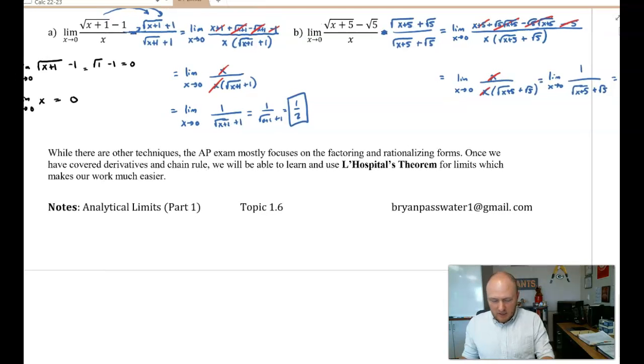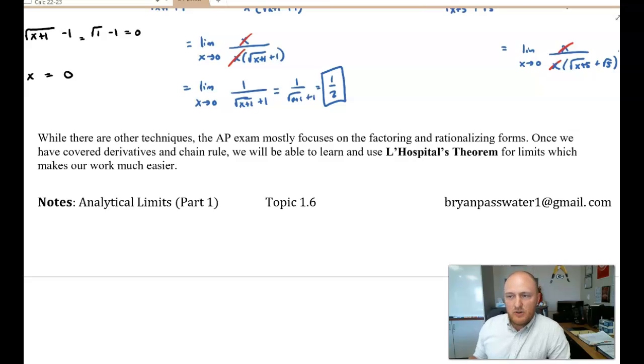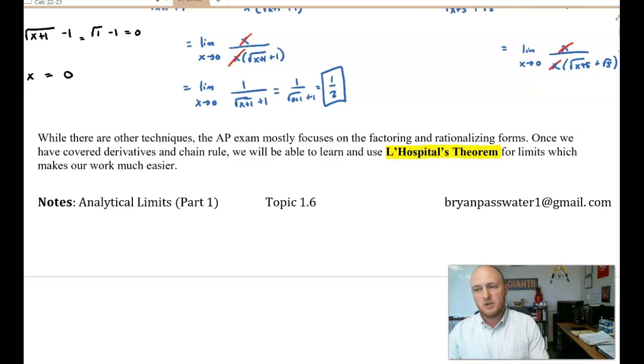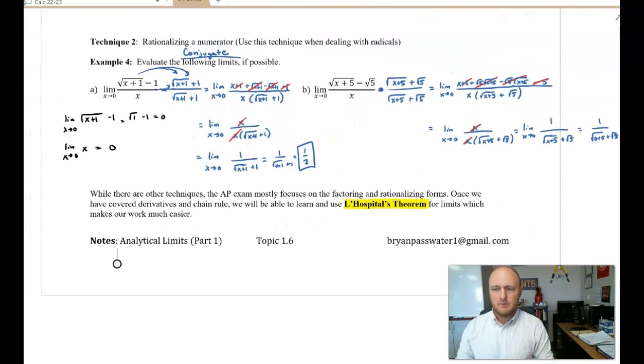All right. Now, some of those tools are more extensive than others, but we do have a special tool coming. The AP test, the one that it loves to use, is called L'Hopital's rule or L'Hopital's theorem. We'll learn it later. It'll make your life easier. But we haven't learned it yet, so we can't use it. Ooh, suspense. Maybe we'll learn it next time.